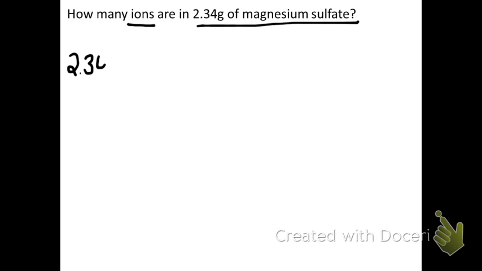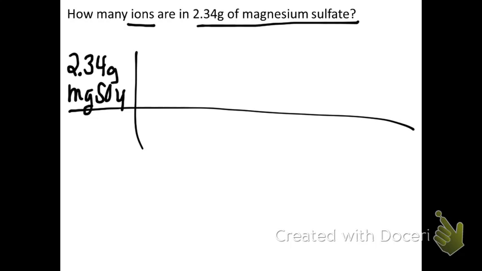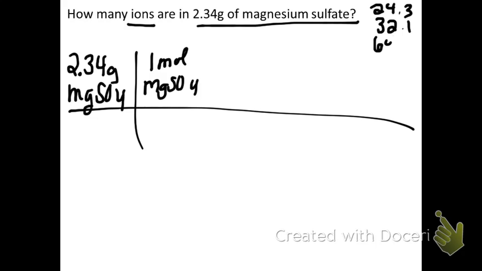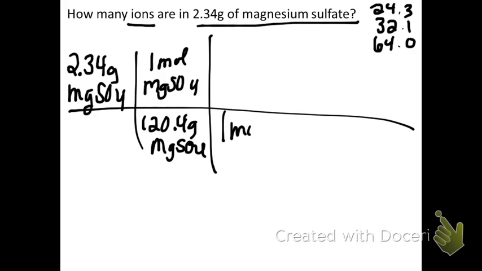So start with the 2.34 grams of magnesium sulfate. And yes, you have to know what magnesium sulfate is. Since magnesium has a charge of 2 plus and sulfate has a charge of 2 minus, it's just MgSO4. Get to the heart of everything, the mole, by using the molar mass. Total up the molar mass of magnesium sulfate. Magnesium is 24.3, sulfur is 32.1, 4 oxygens is 64. Total it up and you end up with 120.4 grams of magnesium sulfate for every mole. Then 1 mole of magnesium sulfate.